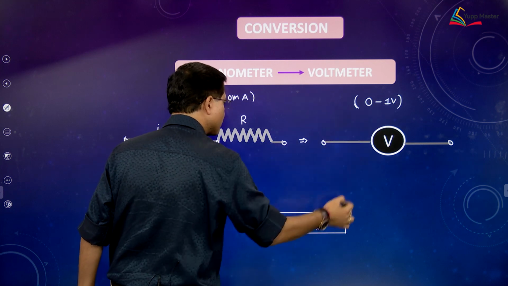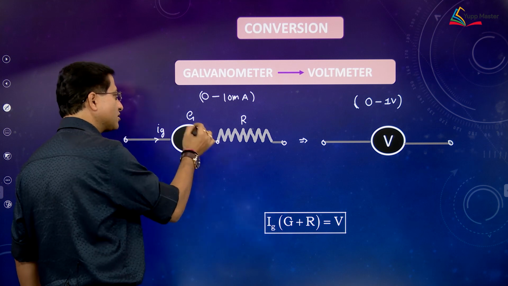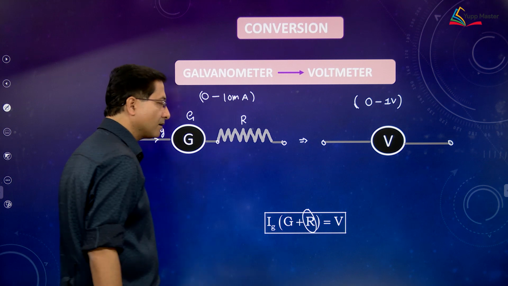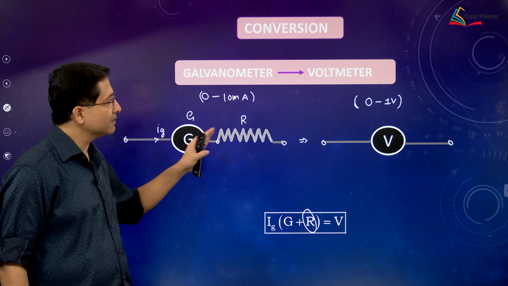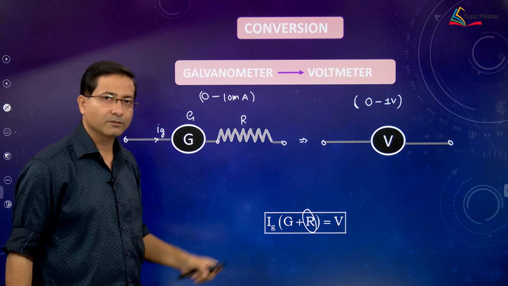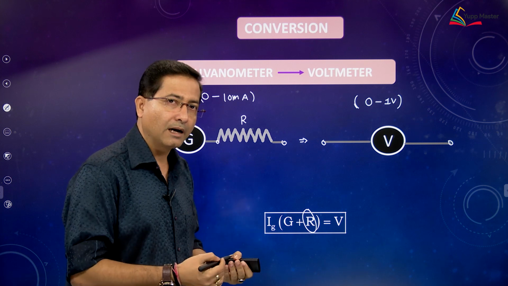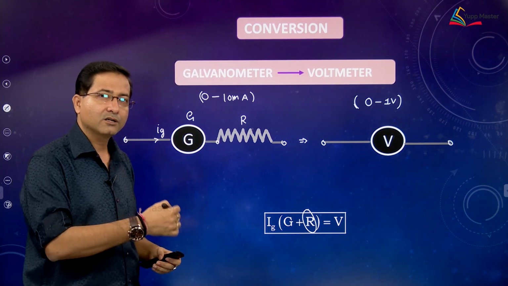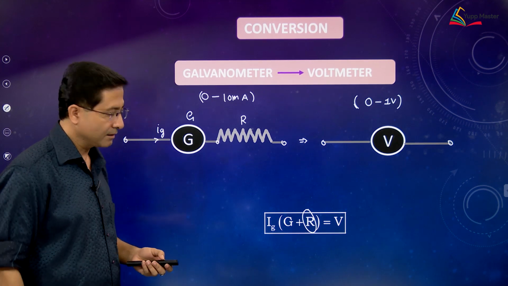So this value I can substitute from here, Ig I can substitute from here, and the resistance of the galvanometer coil will be given to you. With the help of that, you can find out the value of R. So now I know what resistor should be connected in series to make this conversion possible, right. So this is the way we convert galvanometer to ammeter and galvanometer to voltmeter. For voltmeter, a resistor must be connected in series, and for ammeter, a resistor must be connected in parallel.